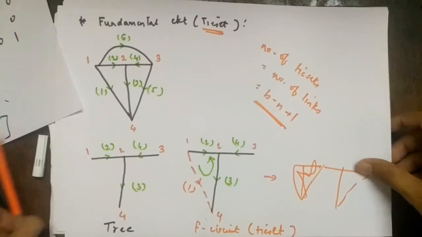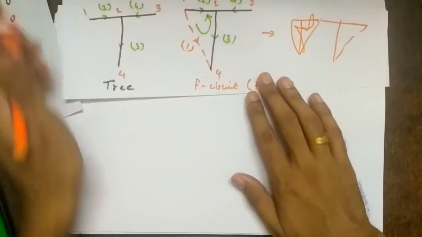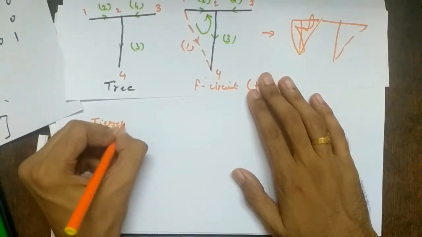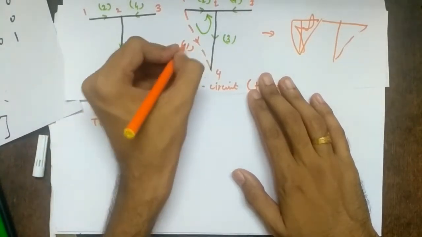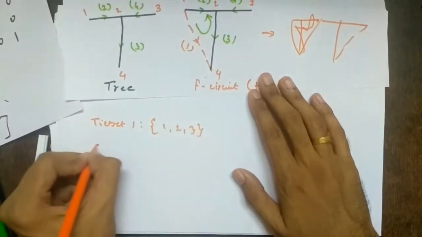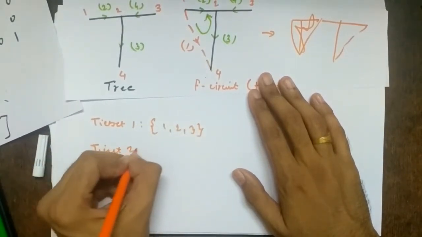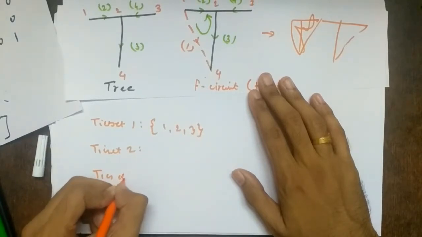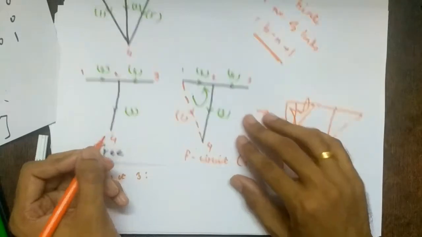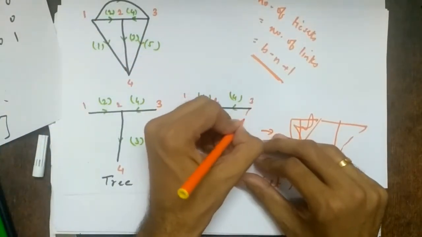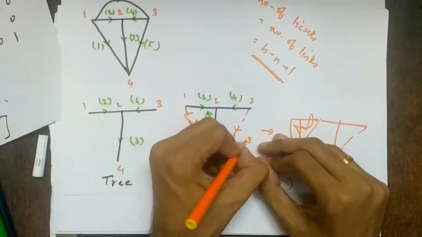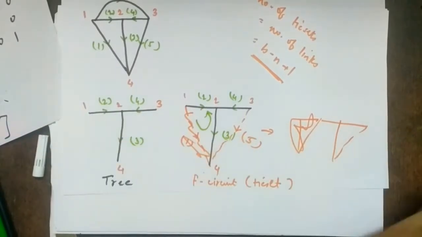So let's first write what the tie sets are. How many tie sets do we have now? 3. Tie set 1 is branches 1, 2, 3. Similarly, tie set 2, and tie set 3. What will be tie set 2? It will be like this. This won't be there. So this is branch 5.